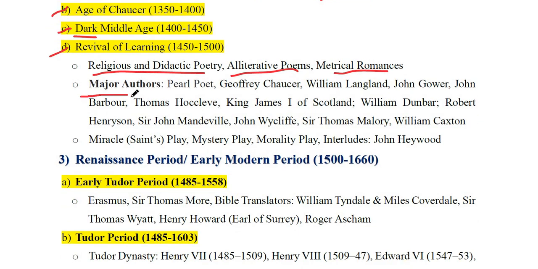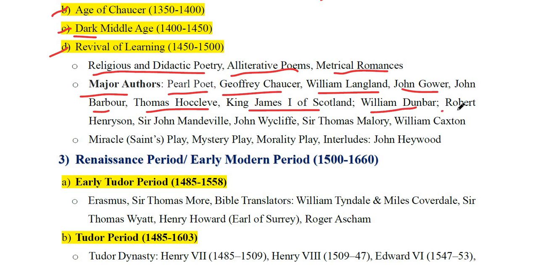Now, who are the major poets in the Middle English period? The Pearl poet. Pearl is a poem written by an anonymous poet, and that poet is known by his work as the Pearl poet. Then, obviously, Geoffrey Chaucer is the dominant literary personality of this period. Then William Langland, John Gower, John Barbour. We have Thomas of Clay, King James the First of Scotland. Later we have James the First of England, that Jacobean is named after him. But here, King James the First is of Scotland. He is a different person.